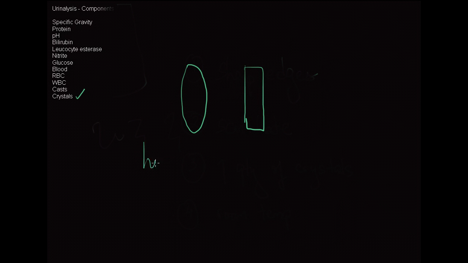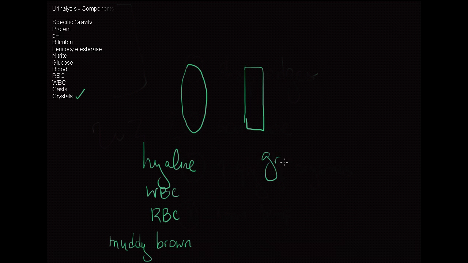You have hyaline casts, white blood cell casts, red blood cell casts, and the muddy brown casts. You have granular casts, which are sometimes even subdivided into fine and coarse. And you have broad waxy casts.